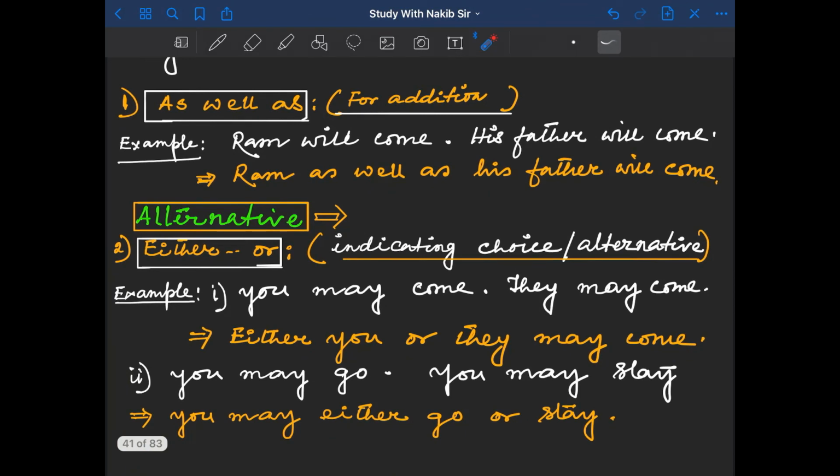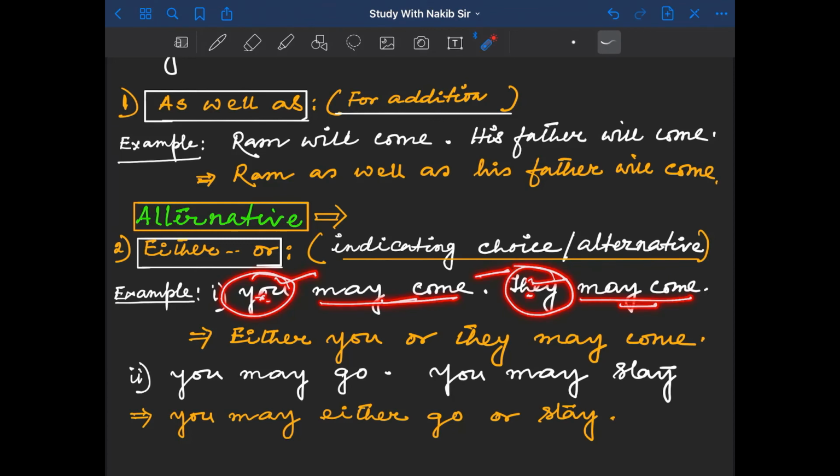Now see another conjunction, either or. This is an alternative conjunction. Alternative means indicating the choice between two. For this, it is called alternative. See the example, then your idea will be clear. You may come, they may come. See, may come, may come. This and this are the same, but this one and this one are different. You have to choose this one or this one. The alternative between the two, the choice will be between this or this.